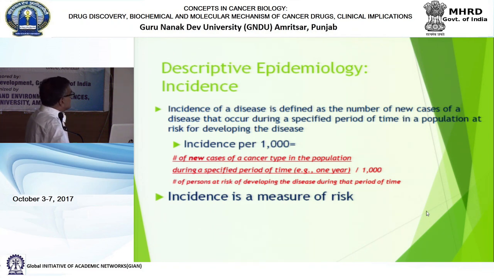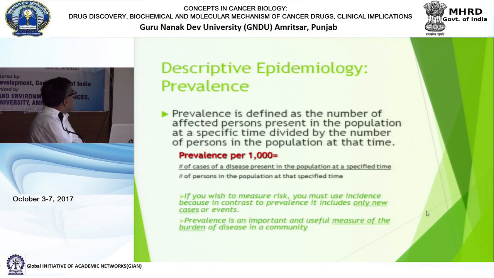You look at the incidence of a disease. Incidence of a disease is always measured per 1,000, right? So it is the number of new cases in a population during a specified period of time, like 1 year: how many new tumor incidences occurred in the last year as compared to the number of people at risk of developing the disease. In other words, how many people were staying in that area, they were all at risk, and then how many people developed cancer. That's how it becomes the incidence. Incidence is a measure of risk.